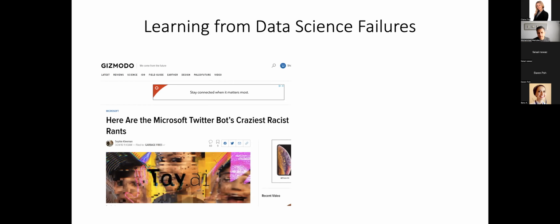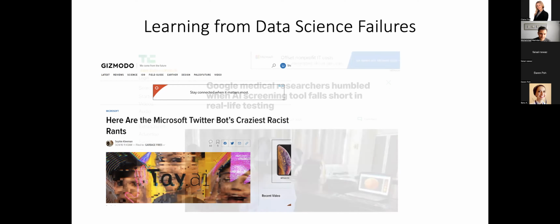How does this chatbot learn? Well, it learns what you give it. And of course, if there are racist and misogynistic people out there, that's what it's going to learn. And so the data it learns on is so critical to how it performs.